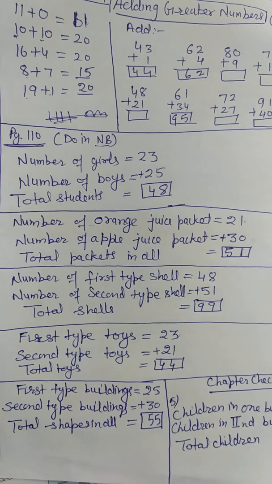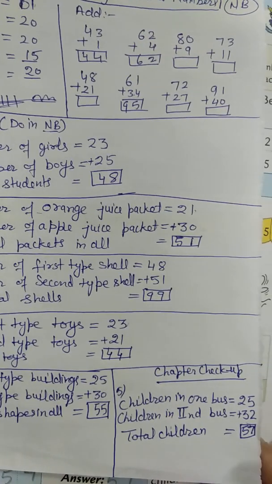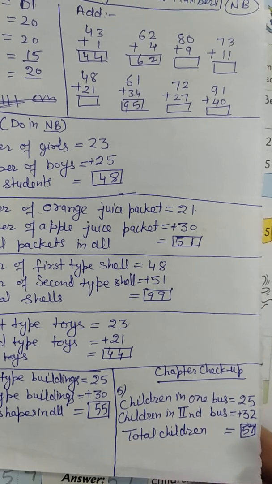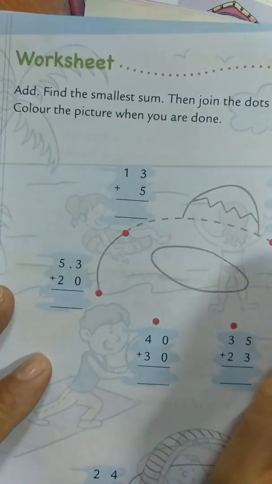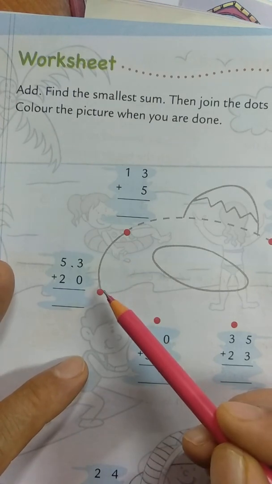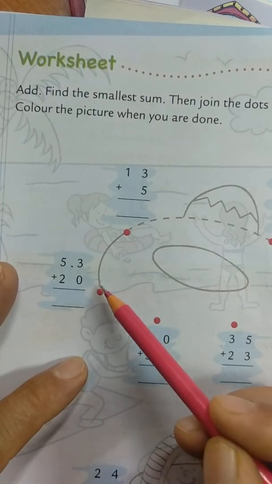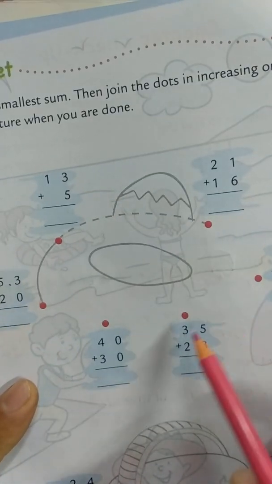Your chapter is over. You can do the next two pages yourself. Next is your page number 112. It is simple addition; you can do it yourself. Add, find the smallest sum, and then join the dots. They are saying join the dots in increasing order. When you add all these, you have to start from the smallest answer, then go for the next addition, next addition, next addition.